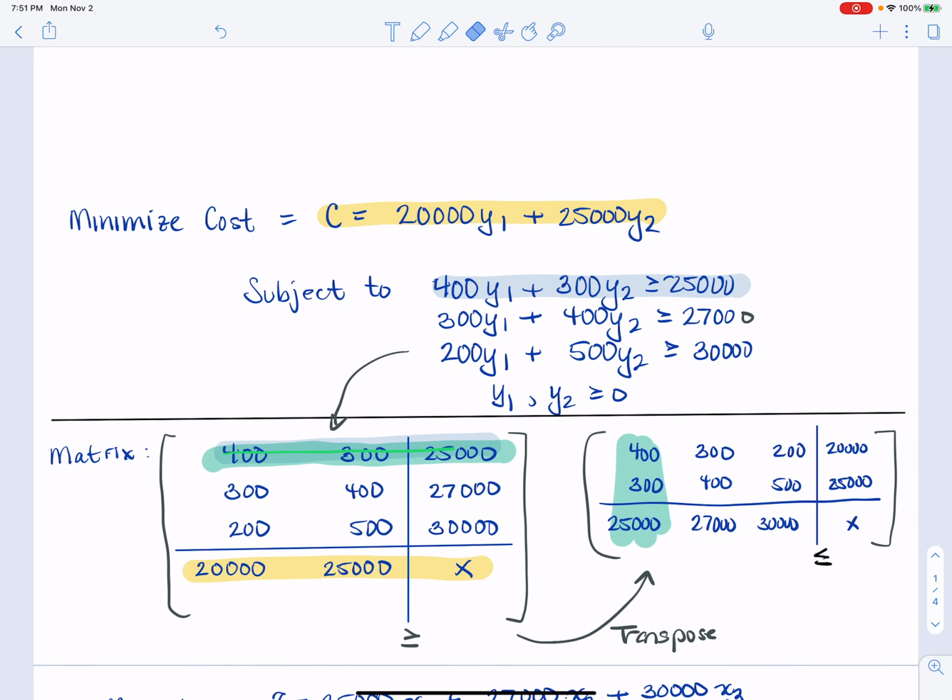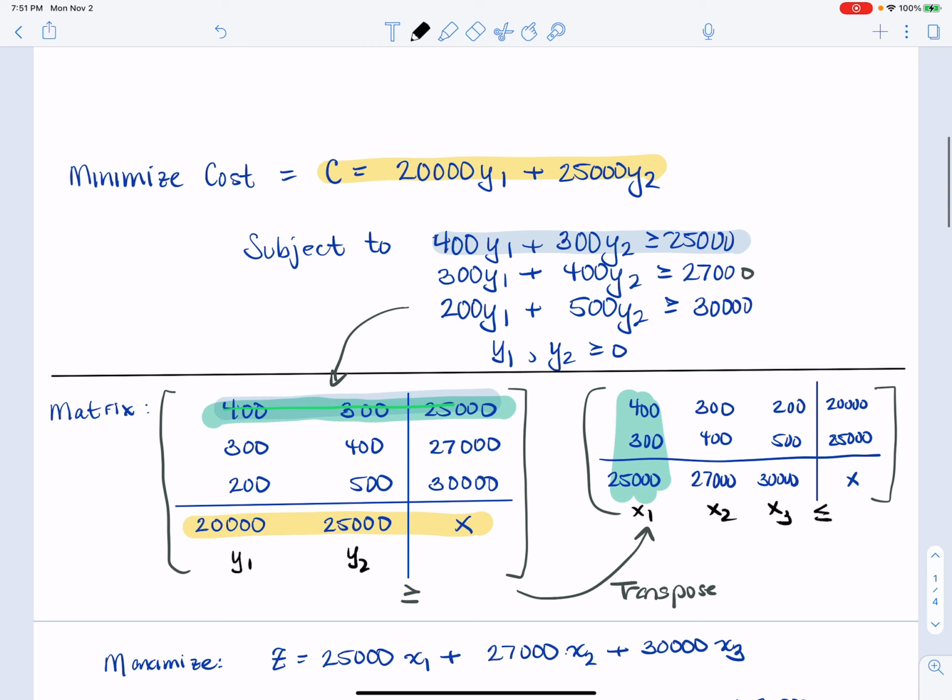Notice also that we have 3 variables to the left. We started with y1 and y2 here. Now we have x1, x2, x3. So putting that all together. So remember, first 2 rows are constraints, third row is objective.